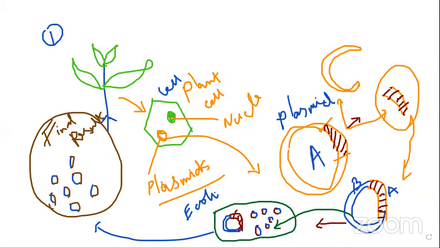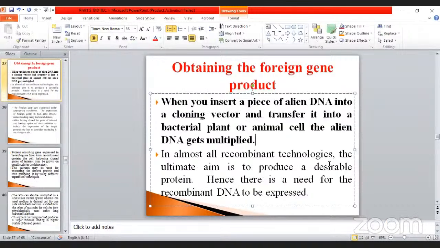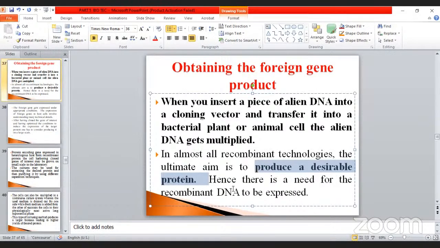See here. In almost all recombinant technology, the ultimate aim is to produce a desirable protein. Which one is the end of the reaction? Desirable protein, not the DNA, not anything else. DNA is also very important, but particularly the desired protein molecules are the aim. We can produce that protein only by this technique, and the recombinant DNA needs to be expressed.